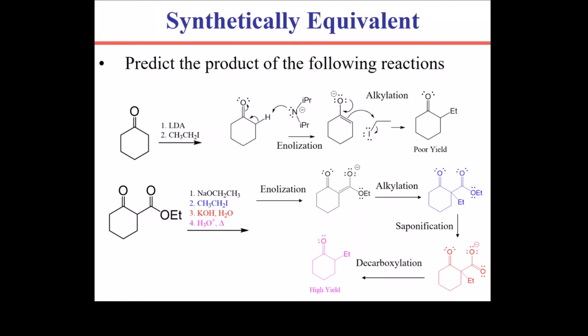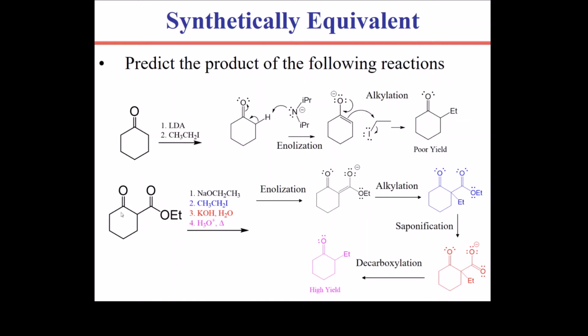Let's recap again the central point of this. We can directly alkylate the alpha position of a ketone using a base catalyzed enolization step followed by an alkylation step. And that gives us product, but it gives us poor yield.